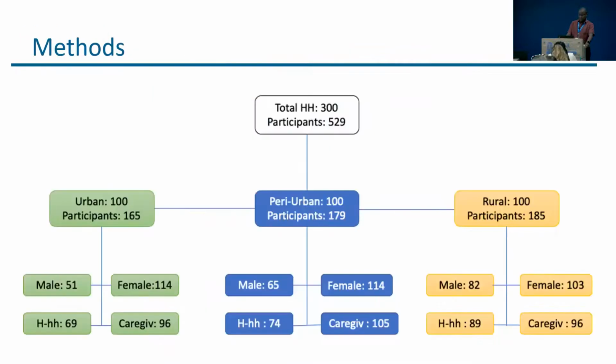And I should say that we recruited 300 households, 100 from each location. Our plan was to have 600 study participants, 2 from each household, a male and a female, and one of them being head of household and another the caregiver. So the caregiver in this case, we are looking at someone who is responsible for preparing food and also maybe cleanliness of the household. However, we ended up recruiting 529 participants, mostly because the head of households sometimes could not be available, especially in the urban locations, because they also have to go to work.